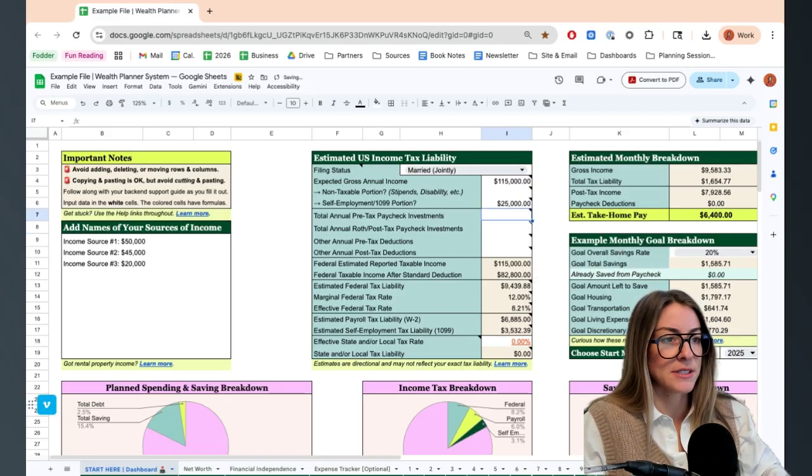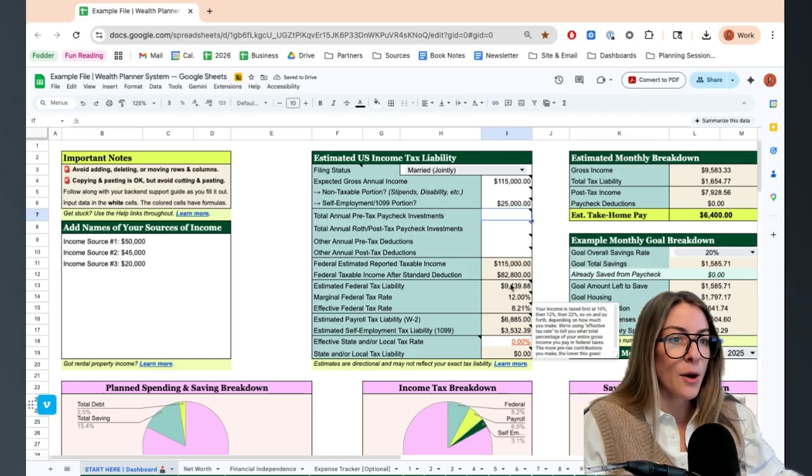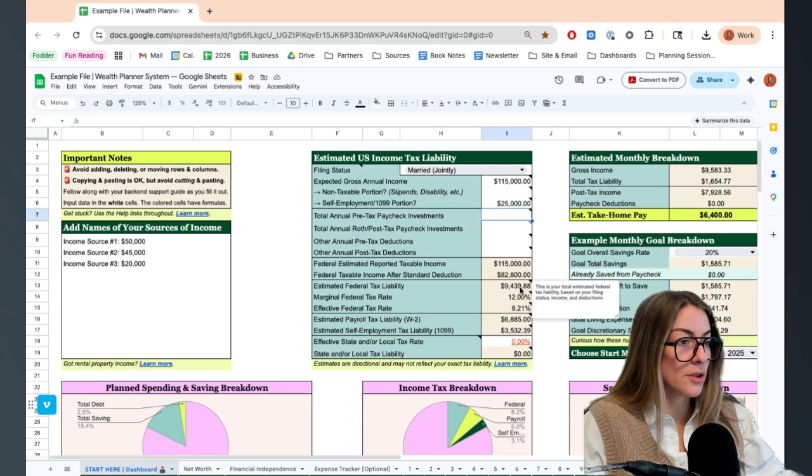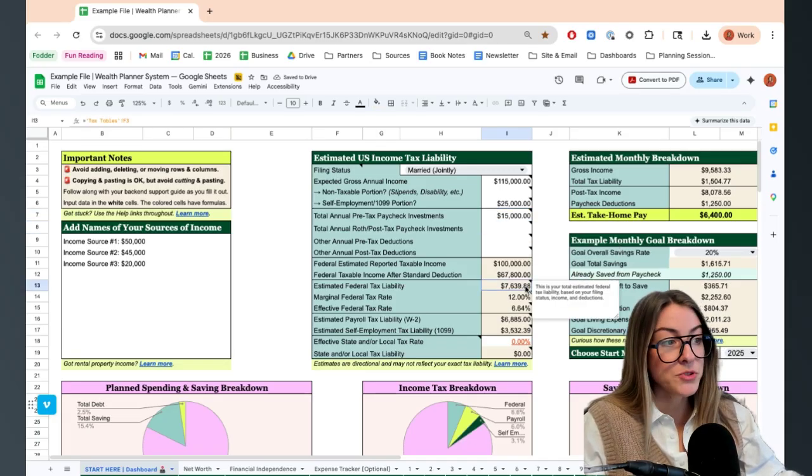I just actually want you to see what happens. So before we invest anything in a pre-tax account, our estimated federal tax liability is around $9,439 per year. Let's say we put in 15,000. Now our tax liability just dropped by almost $2,000.